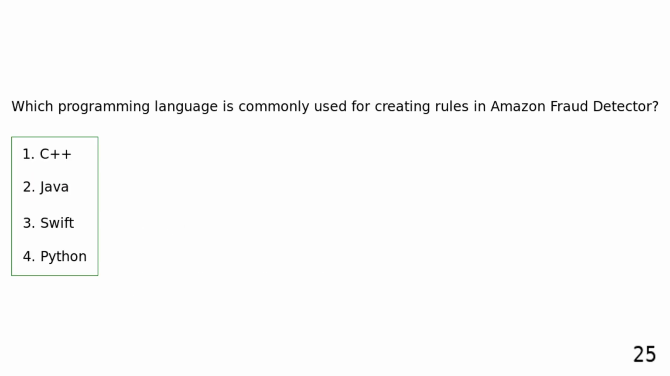models. Which programming language is commonly used for creating rules in Amazon Fraud Detector? C++, Java, Swift, Python. Python is commonly used for creating and managing rules in Amazon Fraud Detector due to its simplicity and versatility.